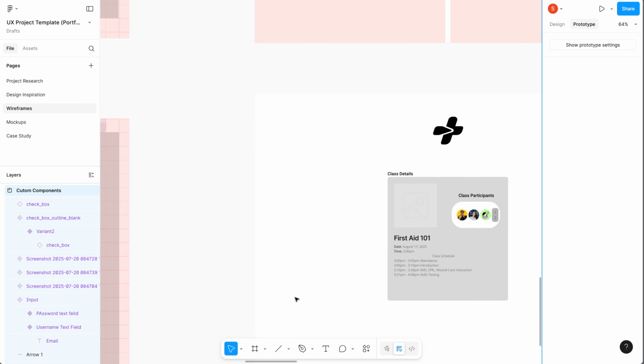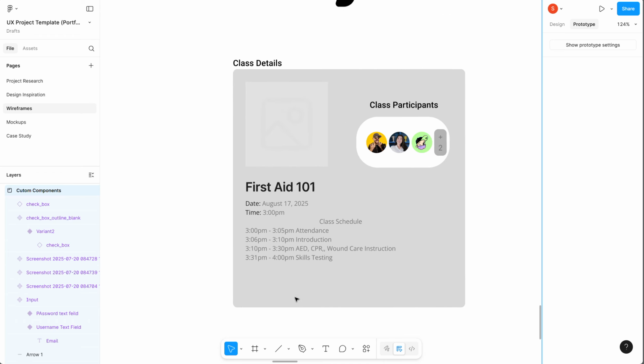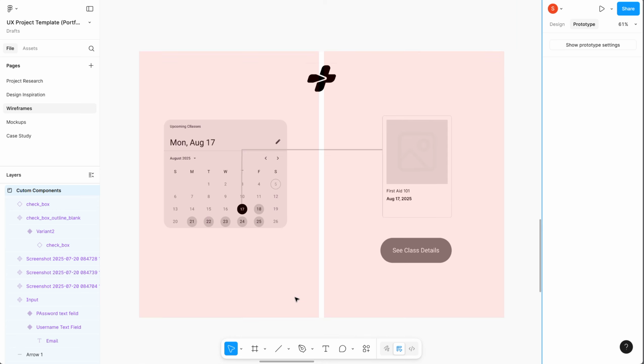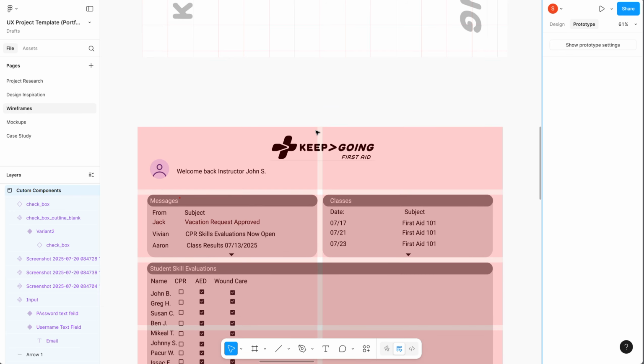And so I did more research and figured out that what would be more useful for the teacher is understanding exactly how to go about the class and what is expected of them, how they manage the time of the class, and also still being allowed to see the class participants. And this is what I came up with for the class details page. Also added a logo so that we knew where we still were. I kept that logo placement consistent and the logo type consistent.